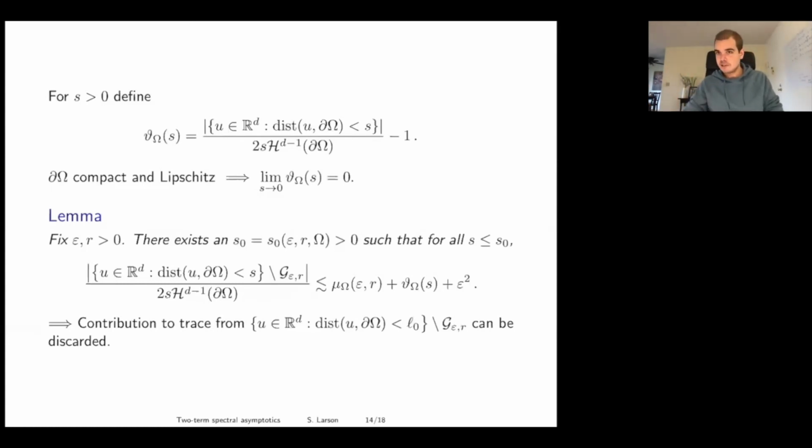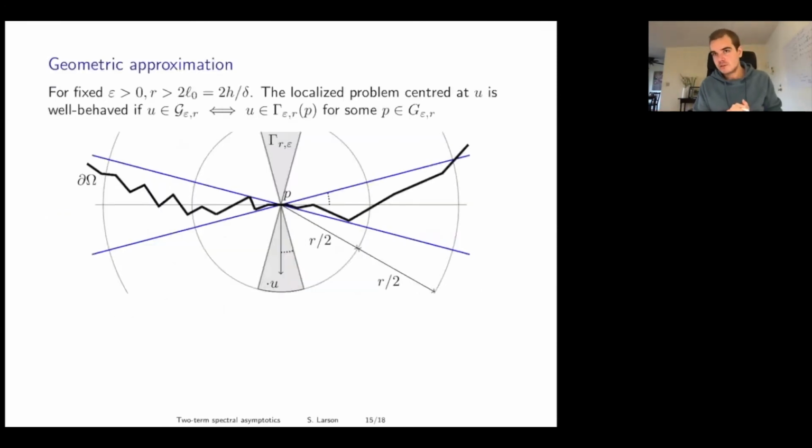What remains is to actually treat the good points, because they're good, but they're not brilliant. They're still not even close to being C1. So how do we do that? Well, we add more geometric structure and approximate our local problem in terms of that. So same picture again, but now there's a point U here, which is just one of our good points. So in particular, there is some P such that U is in this two-sided cone. Now, how do we approximate our domain?